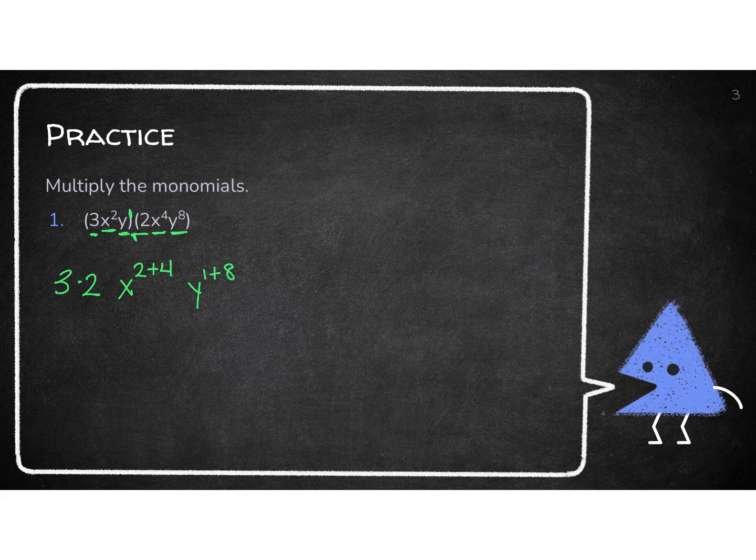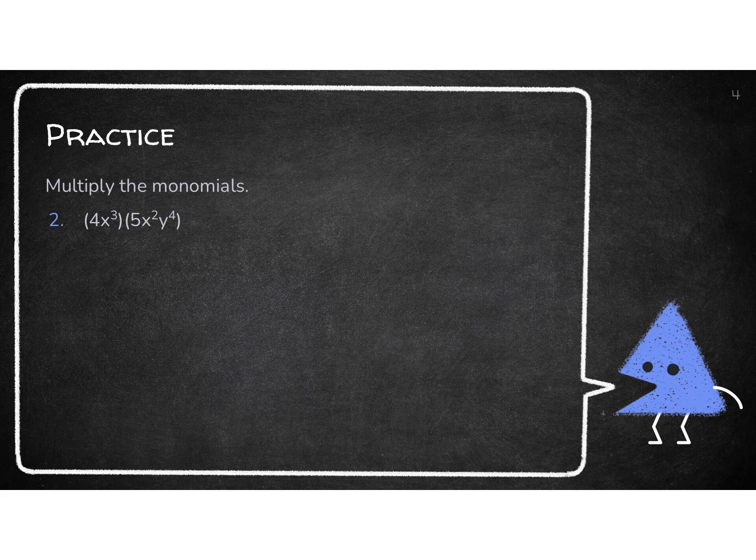So now I'm just going to do this. 3 times 2 is 6. 4 plus 2 is 6. 1 plus 8 is 9. I only have one of each variable. The y and the x are only there one time. So I know that I'm simplified as far as I can go and I'm good to move on.